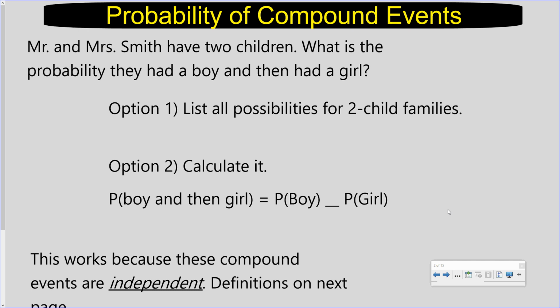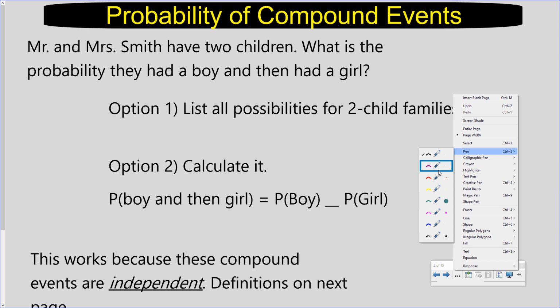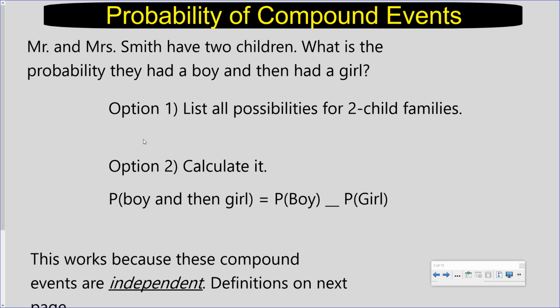So first, you have to think about what are all the possibilities with having 2 children. All right, so let's just list those real quick. Let me get a pen up here. So they could have a boy and a boy. They could have a boy and then a girl, or they could have a girl and then a boy, or then they could have a girl and a girl, right? So 4 possibilities, and that's it.